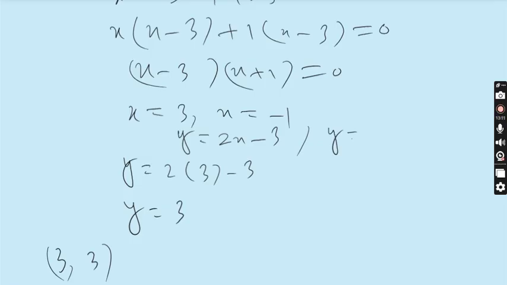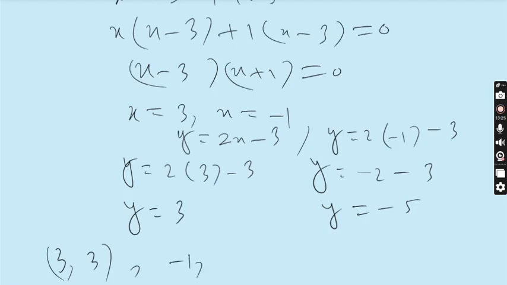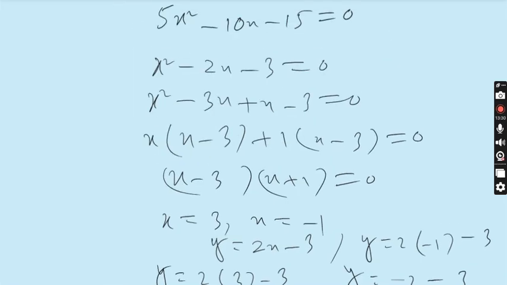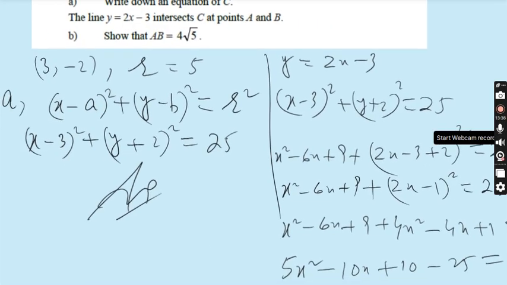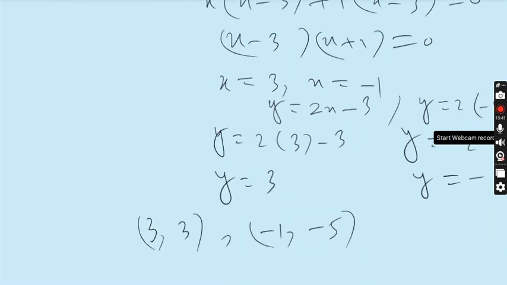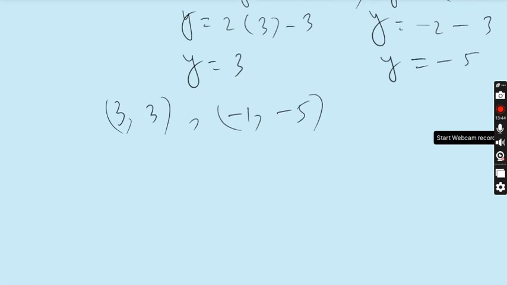Next, y = 2x - 3 with x = -1. So 2 times -1 is -2, minus 3. y is equal to -5. The second point of intersection is when x is -1 then y is -5. Now according to the question we have to show that AB is equal to 4 root 5. So assign the names A and B to these points and find the distance between them. This is A, this is B.